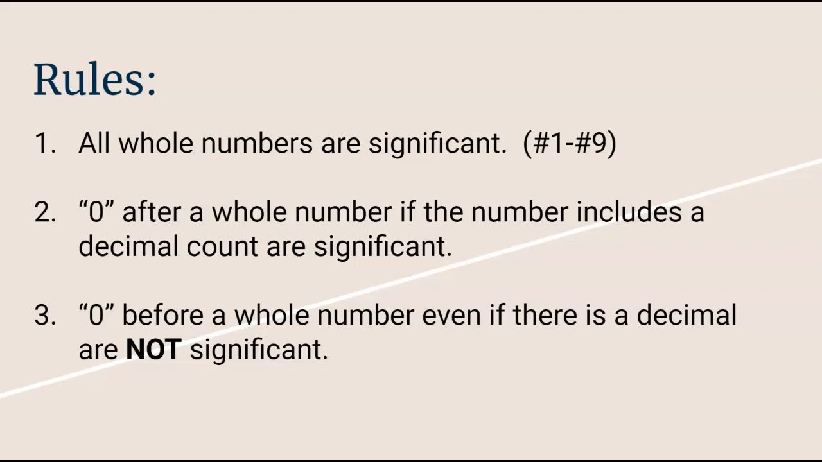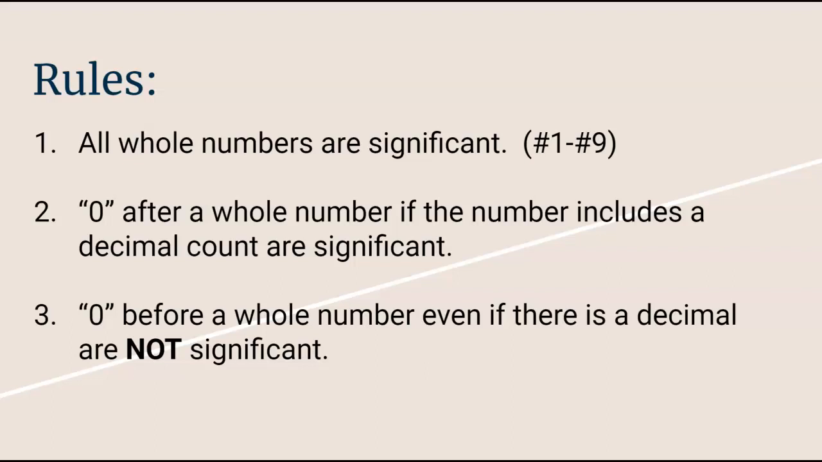So first of all, I need to remind you that when I'm talking about whole numbers, those are the digits 1 through 9. So 1, 2, 3, 4, 5, 6, 7, 8, 9 are called whole numbers. All whole numbers are significant. We actually count them, okay? Then you have 0. The zeros either count as significant numbers or they don't count.